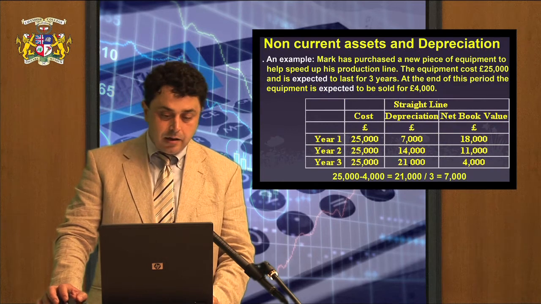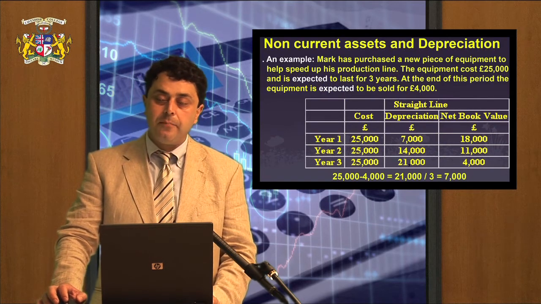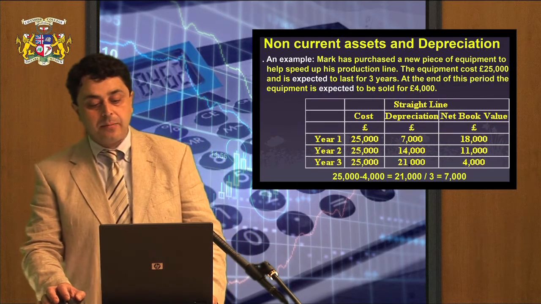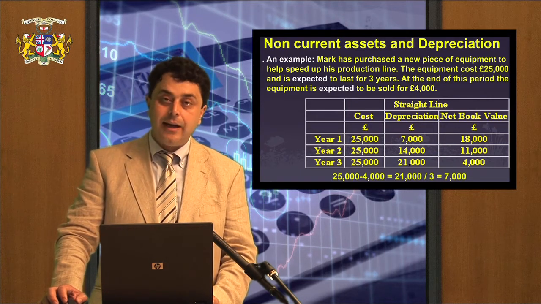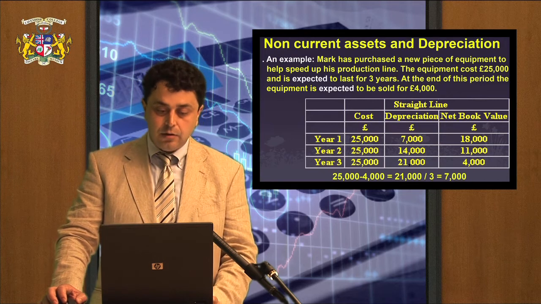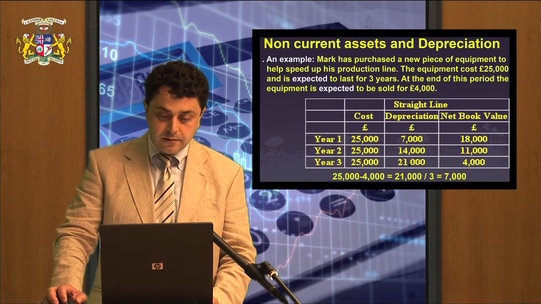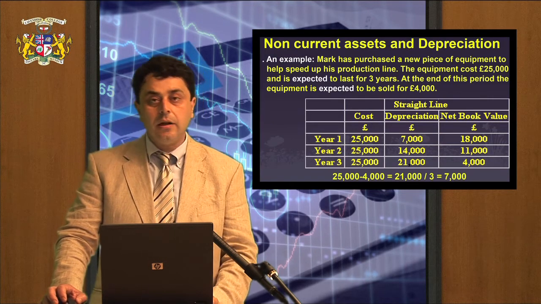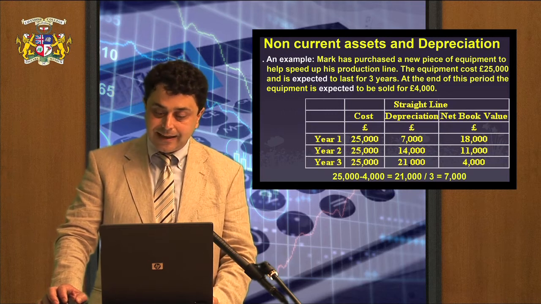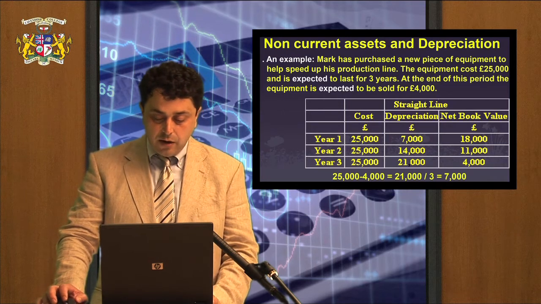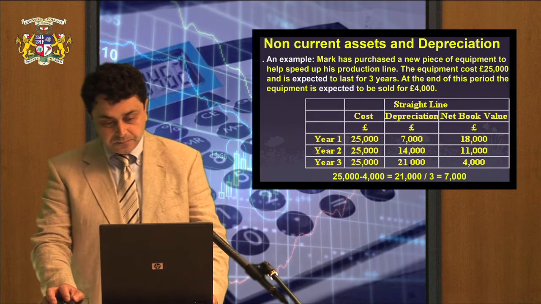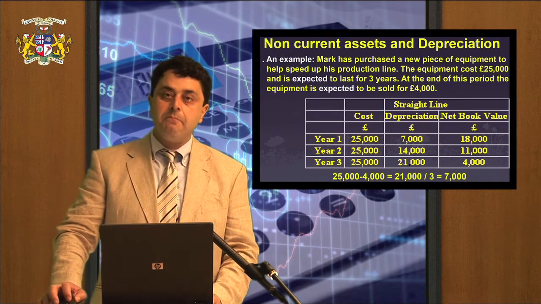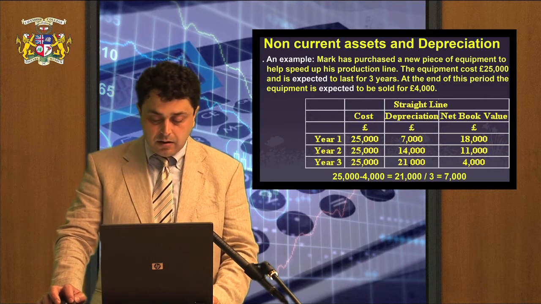So Mark has purchased a new piece of equipment to help speed up his production line. The equipment cost £25,000 and is expected to last for 3 years. At the end of this period, the equipment is expected to be sold for £4,000. Now, depreciation is a method of allocating cost.